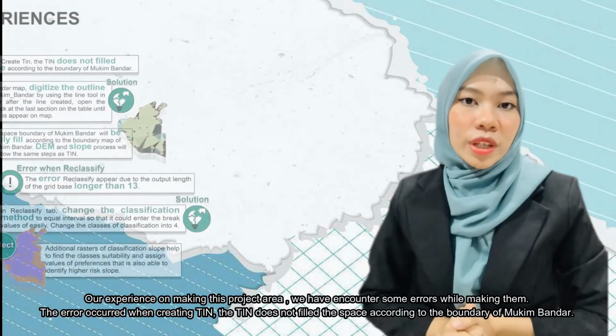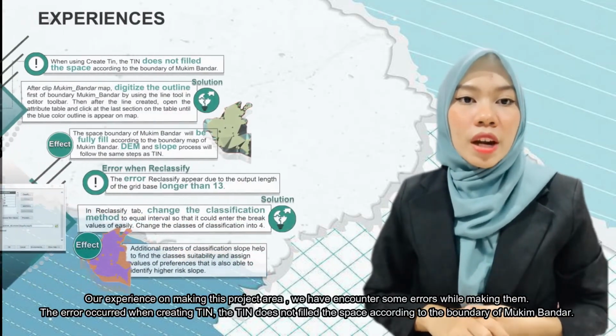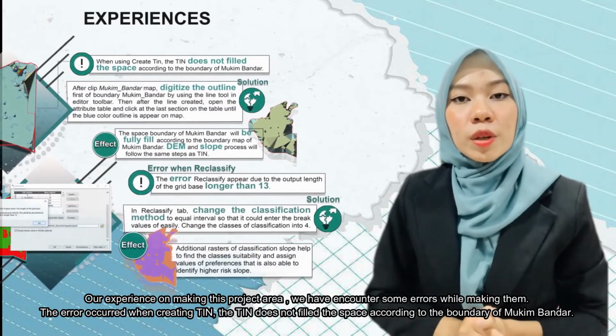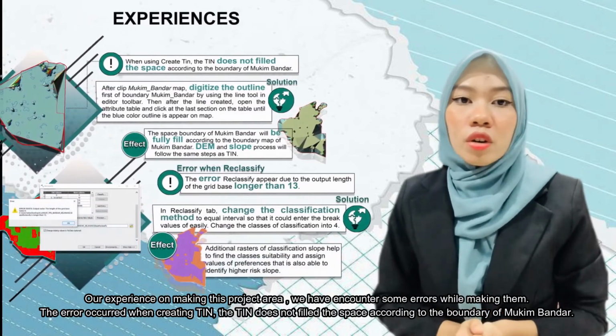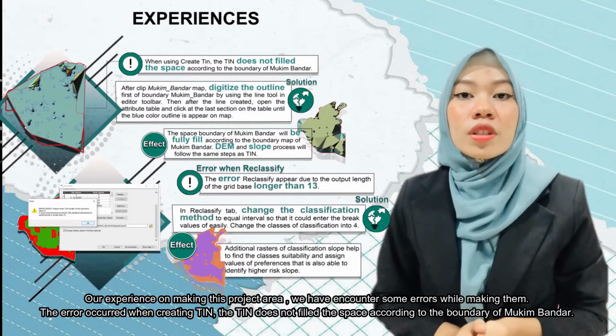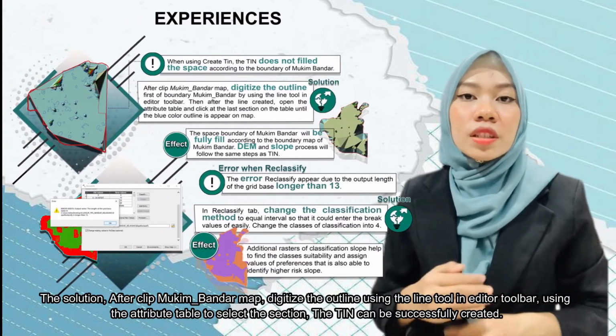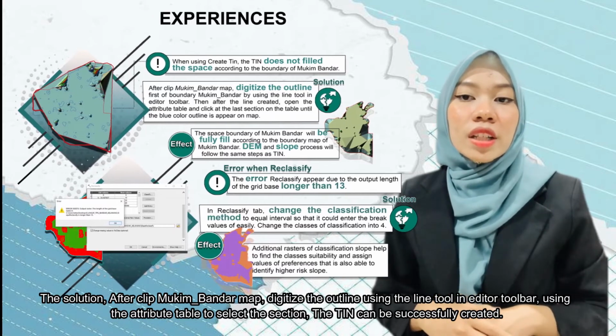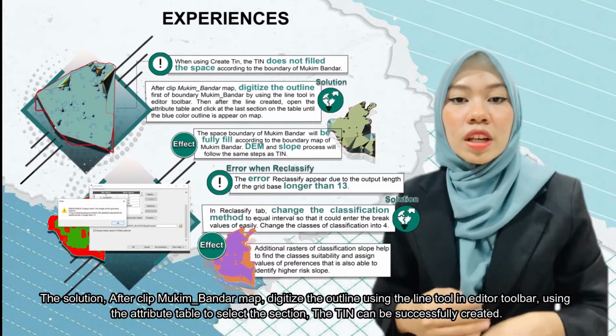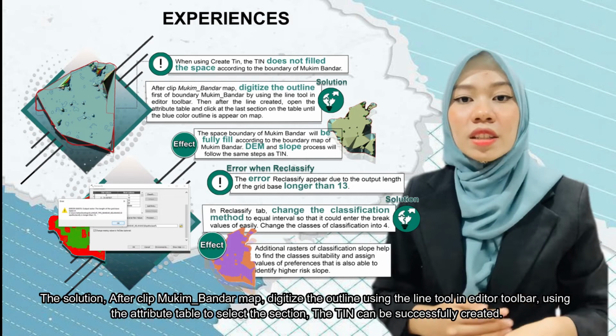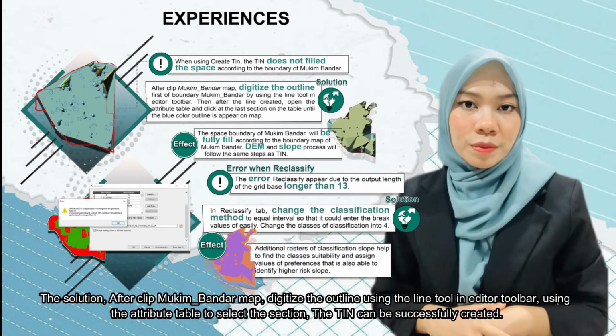On our experience making this project, we encountered some errors. The error occurred when creating the TIN. The TIN does not fill the space according to the boundaries of Mukim Bandar. The solution is, after clipping the Mukim Bandar map, to digitize the outline using the line tools in the editor toolbar, using the attribute table to select the sections, and the TIN can be successfully created.